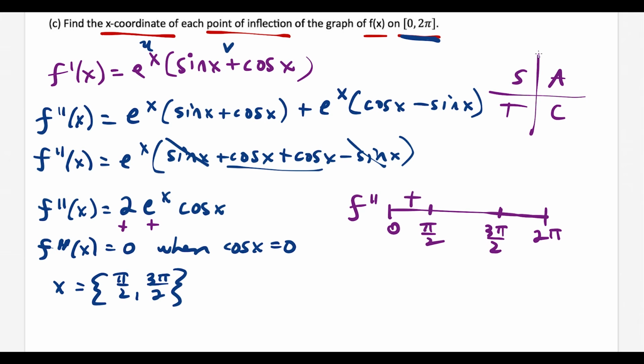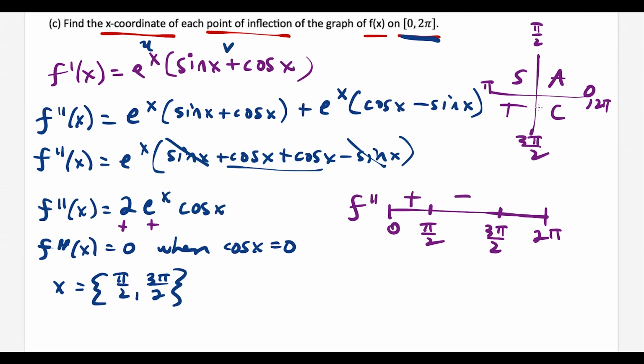But then if we go from pi over 2, let's just be mindful here. This is 0, pi over 2, pi, 3 pi over 2, and then this sends us back to 2 pi over here. But from pi over 2 to 3 pi over 2, cosine is negative because only sine and tangent and their reciprocals are positive in these quadrants. So that tells us if cosine is negative from pi over 2 to 3 pi over 2, we would have a positive times a negative, which makes our second derivative negative.